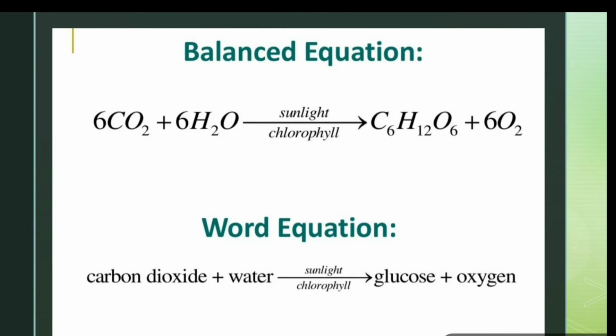So this is the balanced equation: 6CO2 plus 6H2O, in the presence of sunlight and chlorophyll, produces the food known as glucose, C6H12O6, plus 6O2. In the word equation, carbon dioxide and water, with the help of sunlight and chlorophyll together, produce glucose, and as a byproduct release oxygen.